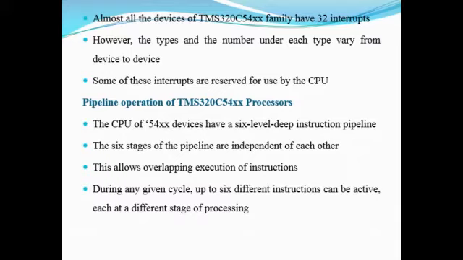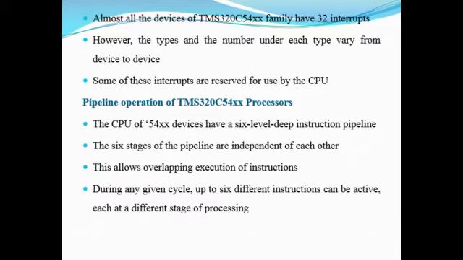Then we have the pipeline operation, which can be done in the TMS320 C54 processor. It has a 6-level deep instruction pipeline. There are 6 stages of pipelining, and they are independent of each other, so the operations do not depend on each other. This allows overlapping execution of instructions. During any cycle, 6 different instructions can be active. That is the benefit of using this pipelining process.